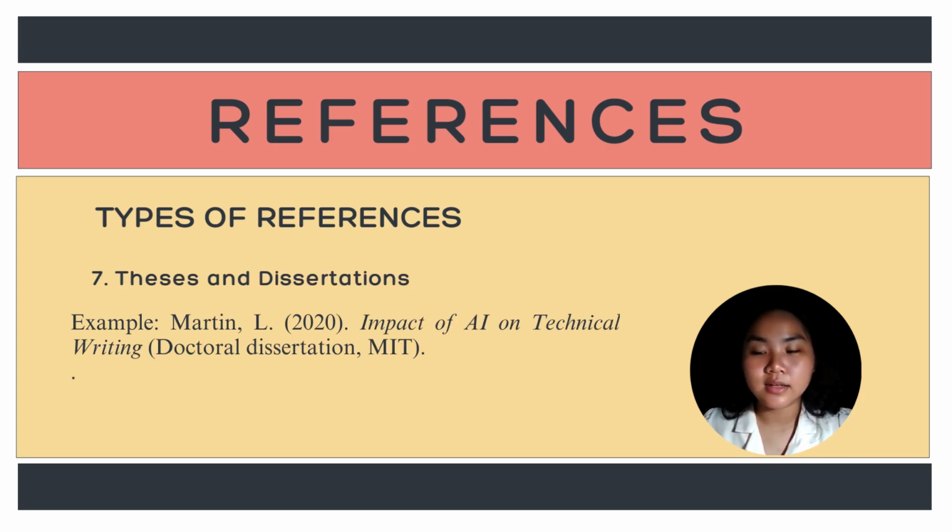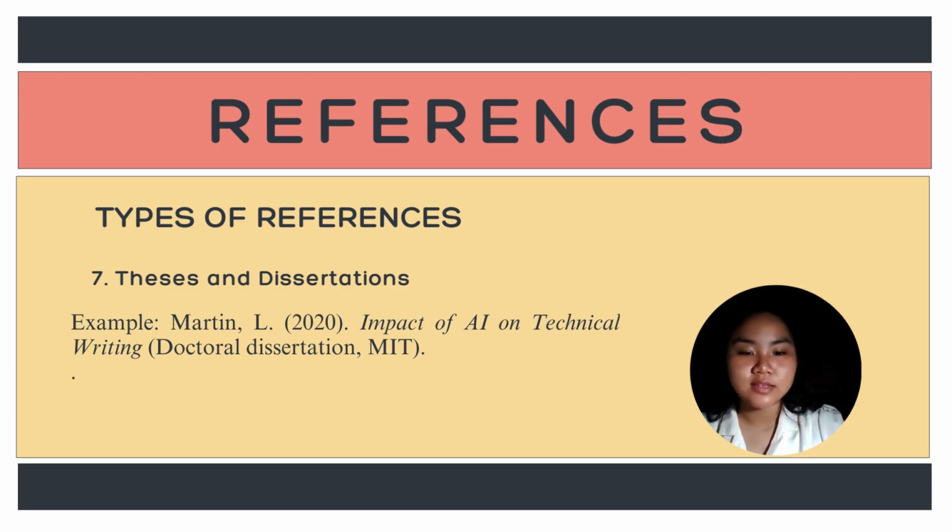So next and lastly, we have here the thesis and dissertation. These are the extensive academic research papers submitted for degrees, and these contain original research conducted by the students at the undergraduate, master's, or doctoral level. So this is the example reference for this type of reference, which is a thesis and dissertation.